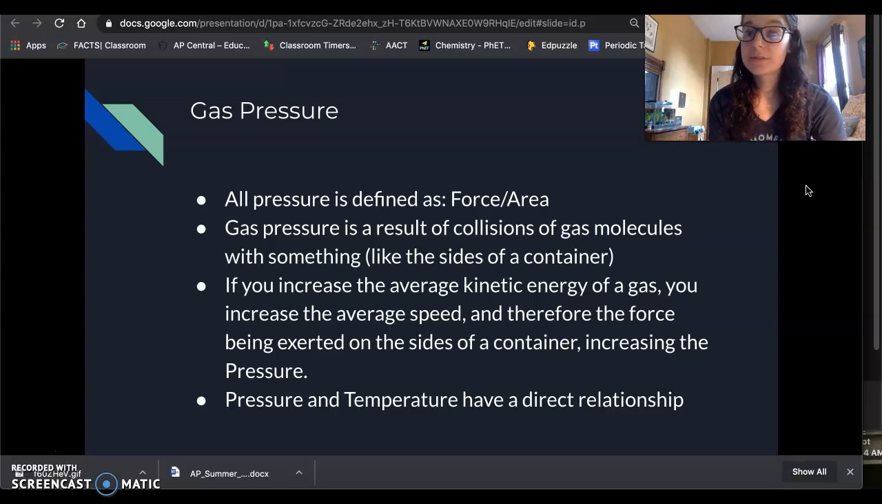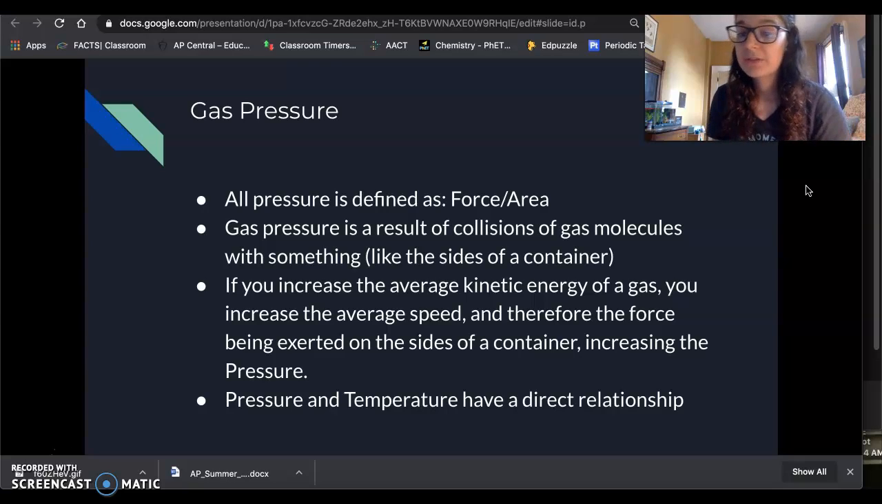There are some particles that are going to have low kinetic energy and have a low speed, and some that are going to have really high. But on average, that's typically what we are talking about, especially when we refer to temperature. So the force being exerted on the sides of the container will increase if the average kinetic energy increases, because there are more times in a given area that those particles hit that container, which increases the pressure.